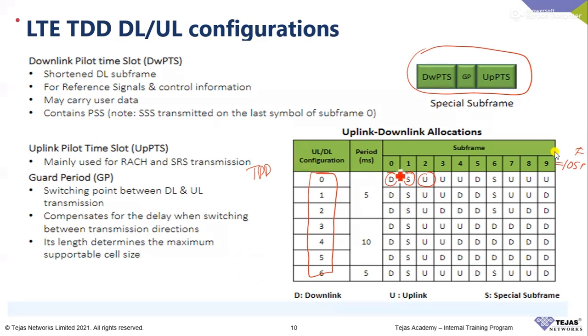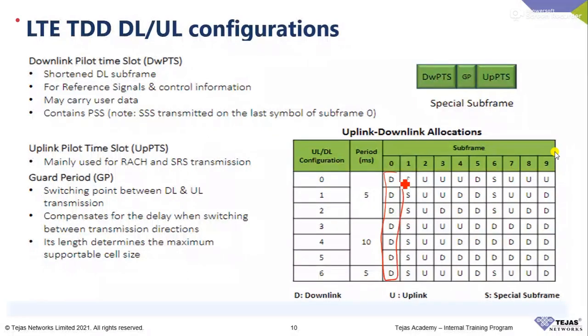Next point. See here, in all configurations, it will always start with downlink. Very important to understand. You take any configuration in LTE, it will start with downlink itself. If you want to switch from downlink to uplink, it always has to be preceded by a special subframe. This is the second point you have to remember.